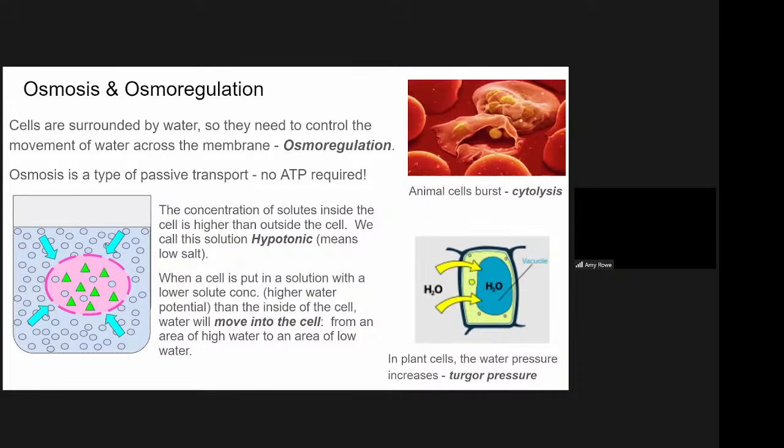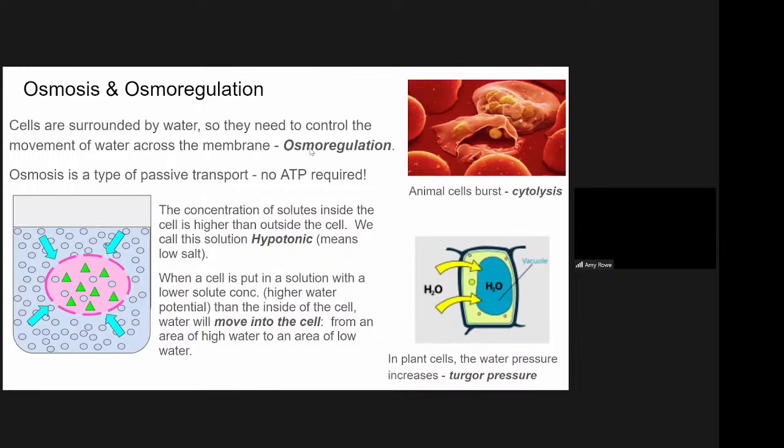All right, so when we talk about osmosis and osmoregulation, we want to be thinking about the concentration of water on either side of a plasma membrane or our cell membrane. Cells are surrounded by water in some form or other, so they need to be able to control the movement of water across the membrane. We don't want all of the water moving into the cell all at once, or we get cytolysis, which I'll talk about in a moment, and we don't want all of the water moving out of the cell all at once, or our cell will get dehydrated. And so we have what's called osmoregulation, which is basically regulating the amount of osmosis that's happening.